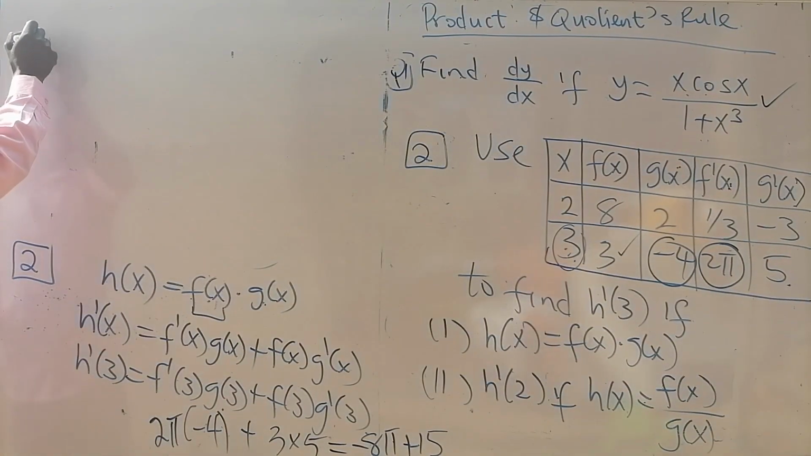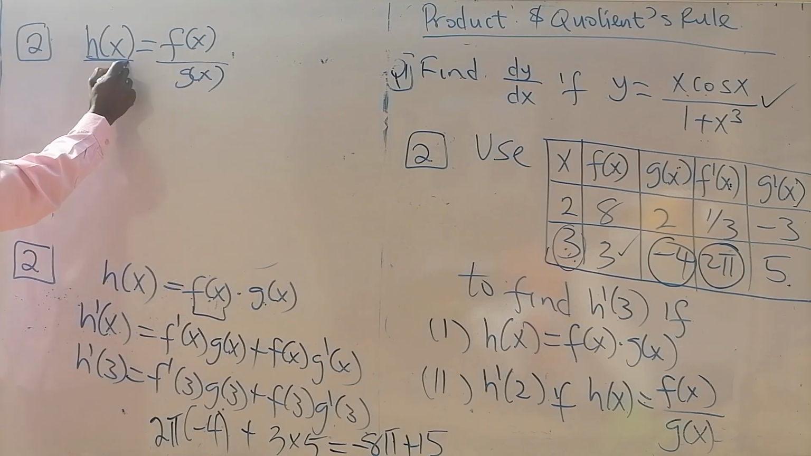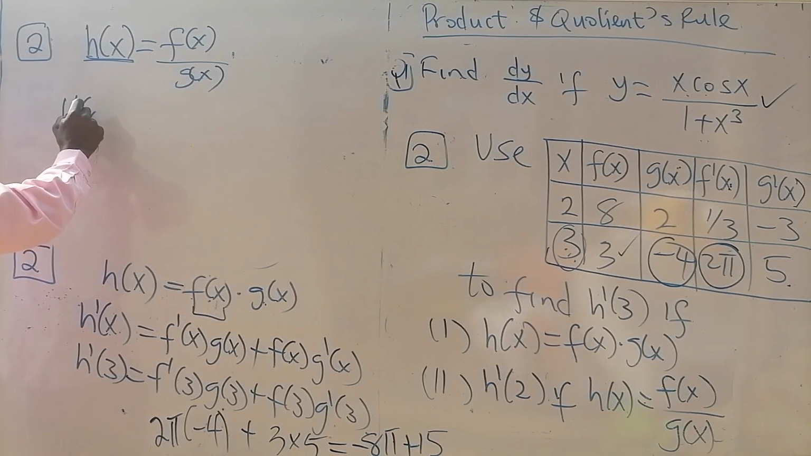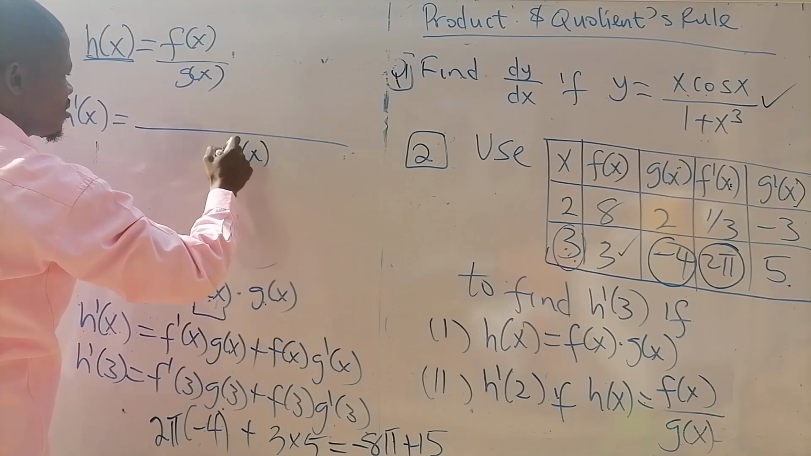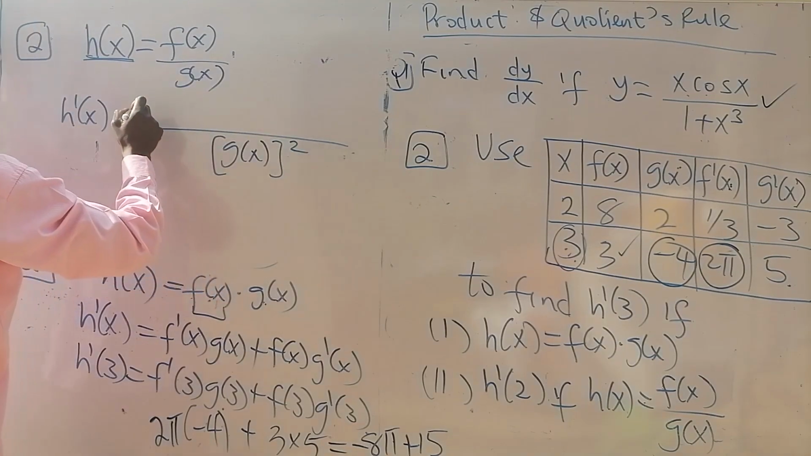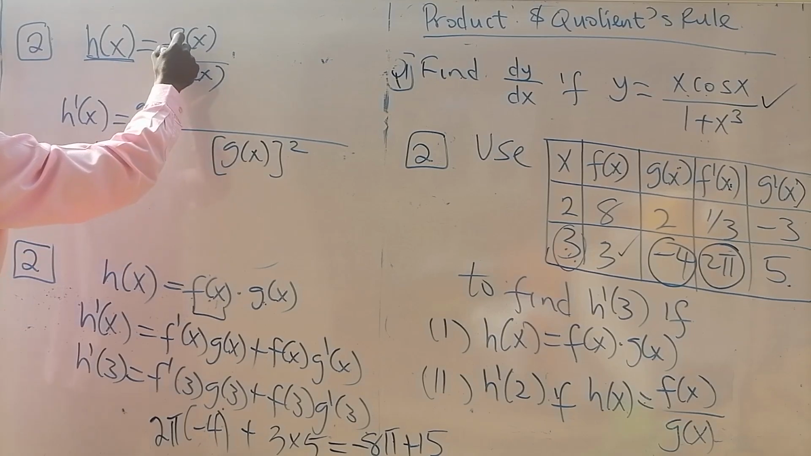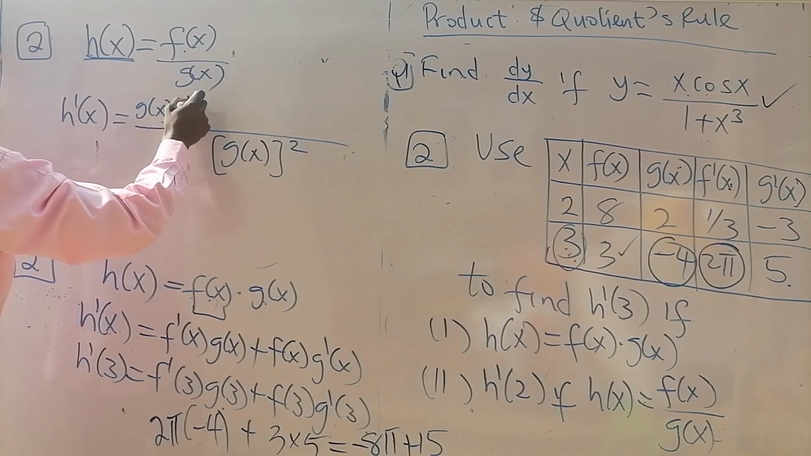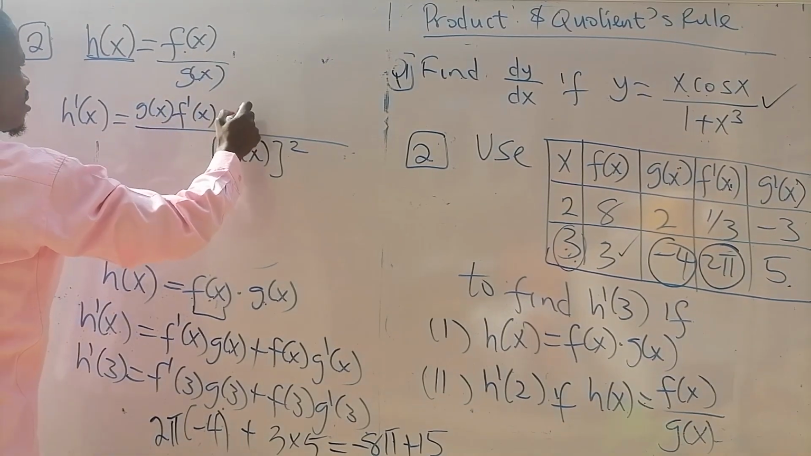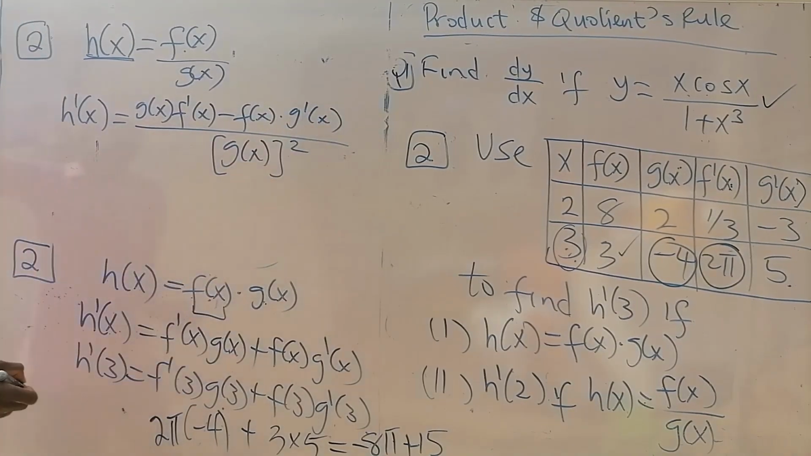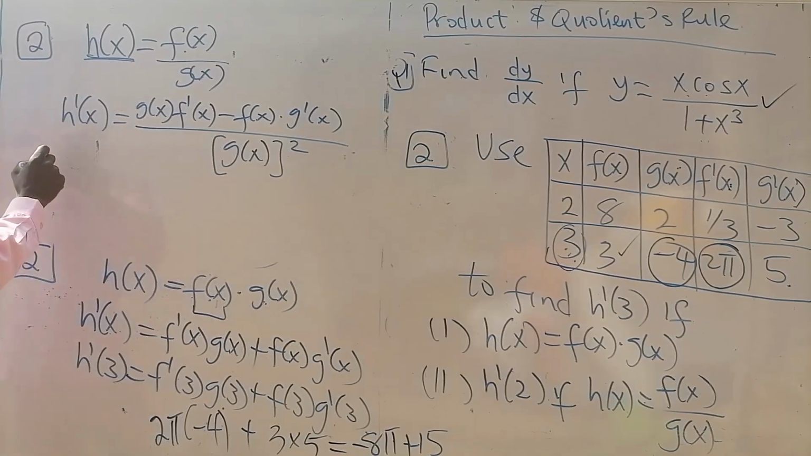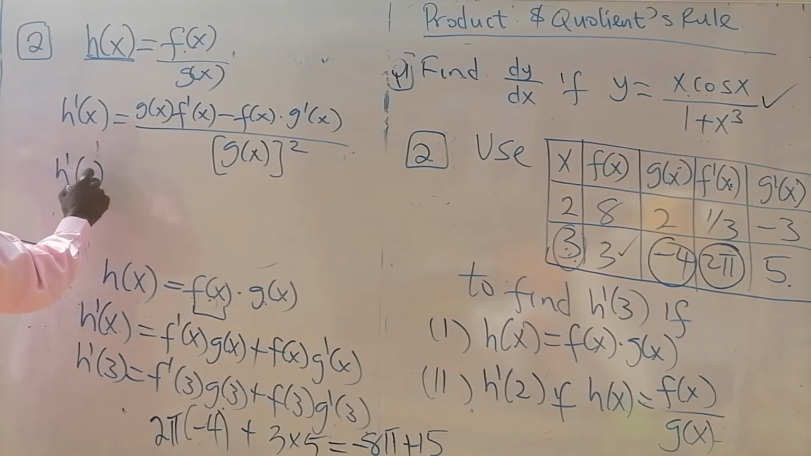For the second part, to find the derivative of this function, this will be the quotient rule, and that will be equal to g of x squared in the denominator, and then g of x here times the derivative of the numerator, so we have this, then minus f of x times g prime of x. At what point? At x equal to 2, that will be h prime of 2.